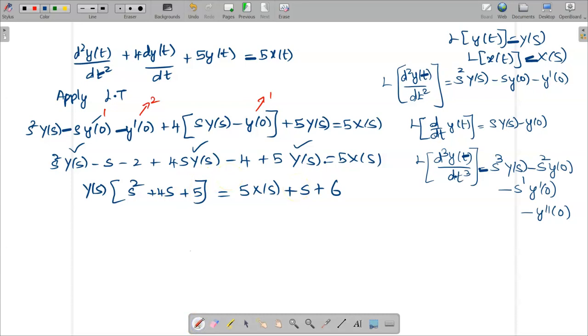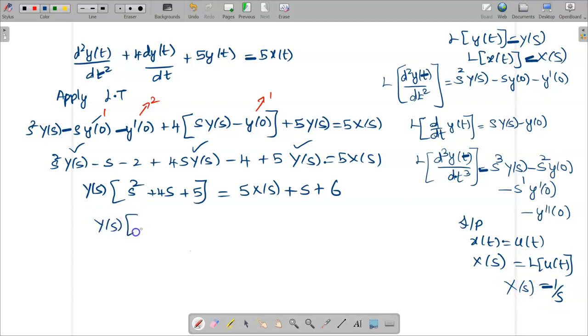So here in the problem they have given that x of t is u of t, that is your input. So Laplace of x of t, I can write X of s is Laplace of u of t, which is what? 1 by s. Okay. So wherever I have X of s, in this problem they have given x of t as u of t, so X of s is 1 by s. So substitute that. So keep your left hand side as it is.